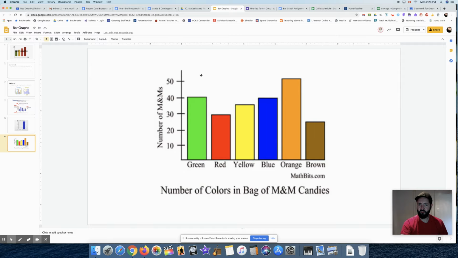And then we can also see all of the relative amounts of each color. It might be interesting to try this experiment on your own and make your own bar graph out of it, to see if your graph looks anywhere close to this graph, which I just pulled off of the internet, by the way. Okay, so now let's connect to yesterday's lesson.